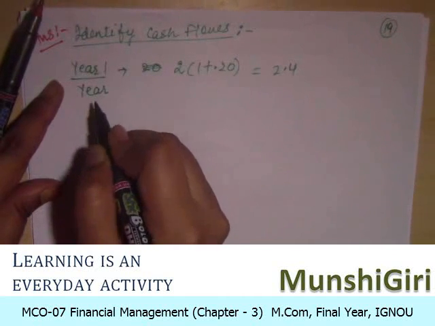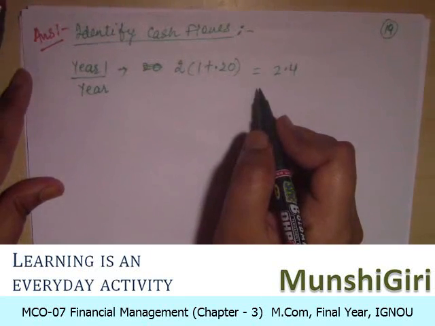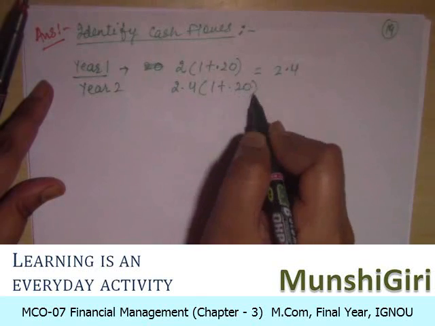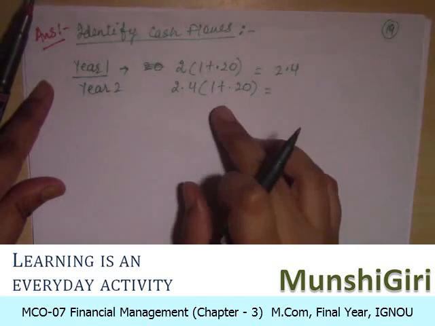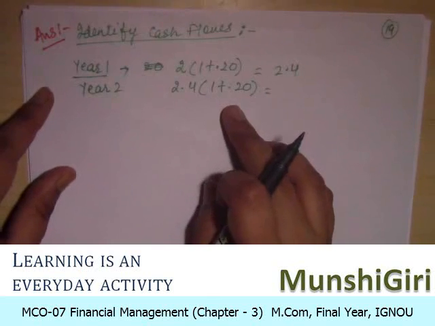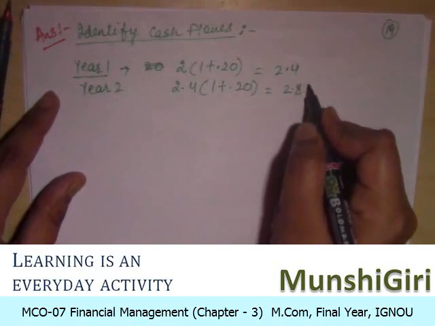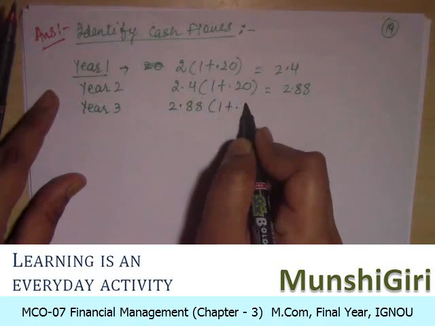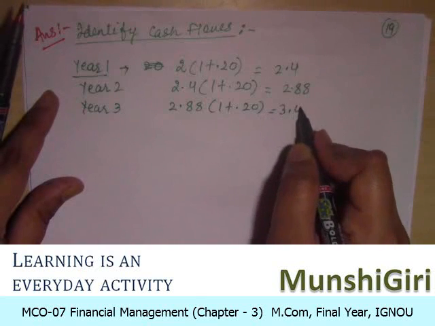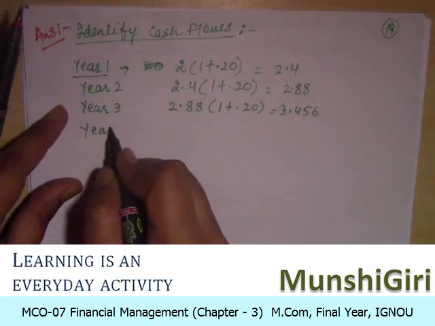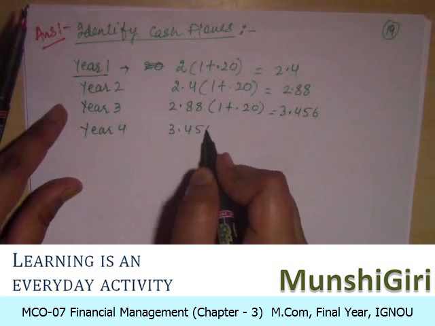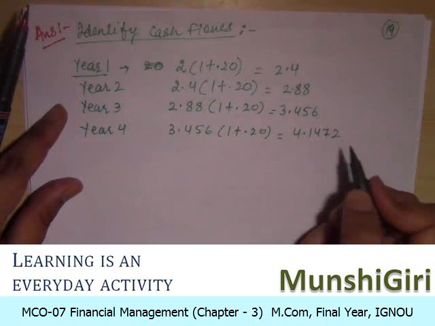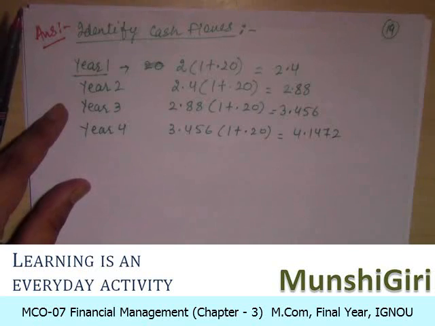At year 2, the dividend the shareholder will receive is 2.4 into 1 plus 0.20. 0.20 is the 20%. This 20% is the growth rate that is mentioned in the question. This is 2.88. Year 3, 2.88 into 1 plus 0.20, that is 3.456, and at year 4, 3.456 into 1 plus 0.20 is equal to 4.1472.